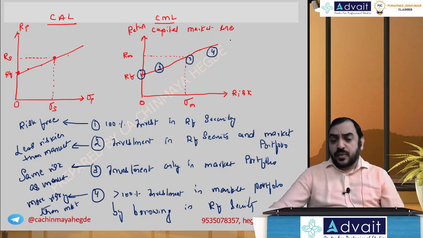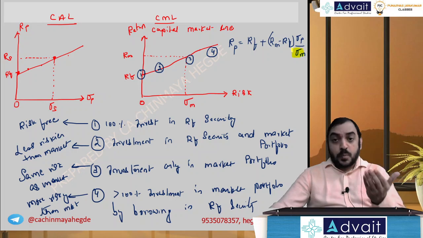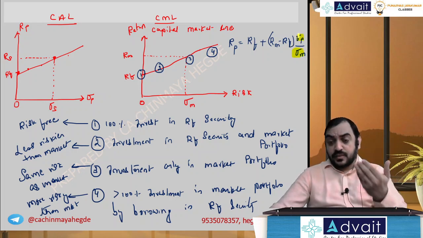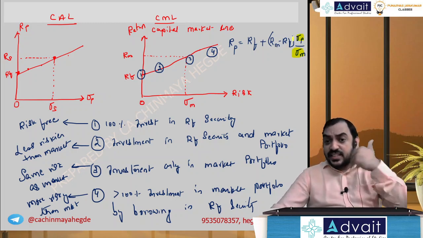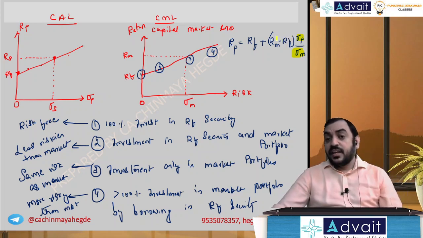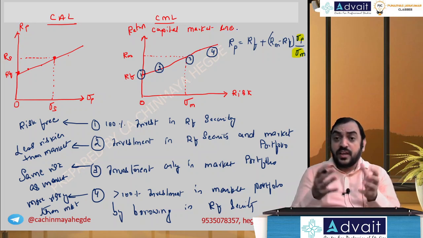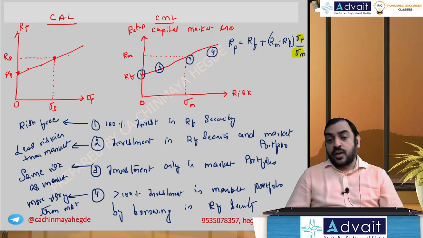And the formula is also given by CML. Return of the portfolio is given by risk-free rate plus (RM minus RF) multiplied by sigma P, that is portfolio risk, divided by sigma M. So basically it tells you market risk is so much. How much risk can you take? You want to take more than market risk, or the same as market risk, or less risk than market risk. Accordingly, the weights will be decided. So this is the formula where you compare the risk and return within the same formula, that is given by CML, capital market line.